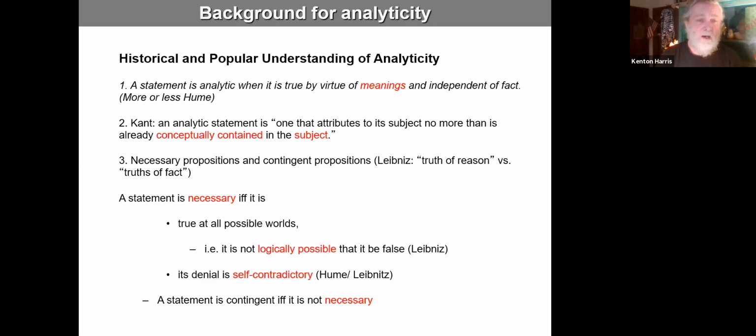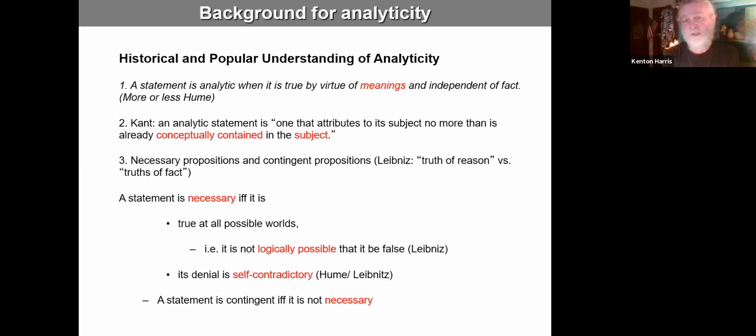That's Kant. Necessary propositions and contingent propositions is another way of trying to hold out analytic synthetic distinctions. Gottfried Leibniz tries to do this, where he talks about truths of reason versus truths of fact. And for Leibniz, a truth of reason would be a necessary truth that would be true, in his words, in all possible worlds.